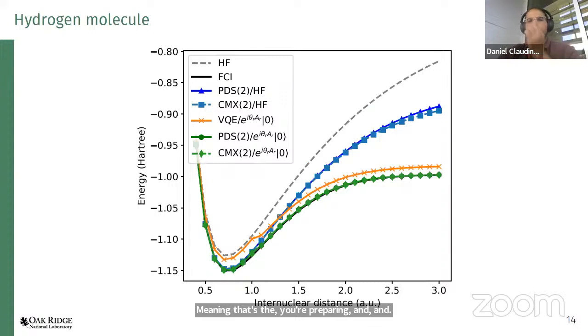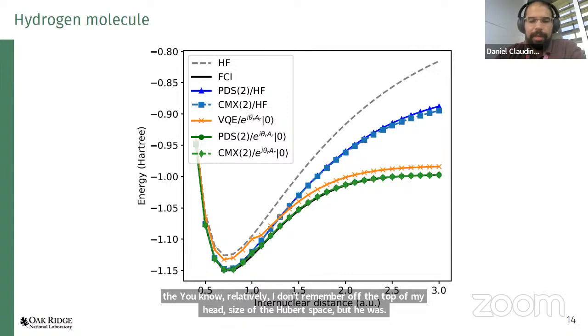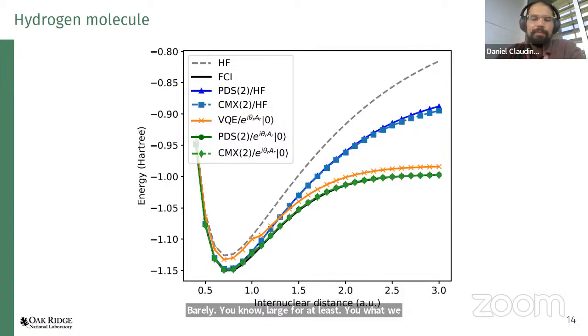So as an example here, we take a look at the hydrogen molecule with a relatively, I don't remember off the top of my head the size of the Hilbert space, but it was fairly large for at least what we did a couple of years ago. And we see that the mean field solution, Hartree-Fock, is all the way up there. And remember that I said the ground state energy is given by the full configuration interaction, which is the solid black curve.